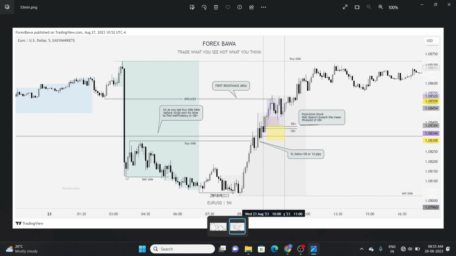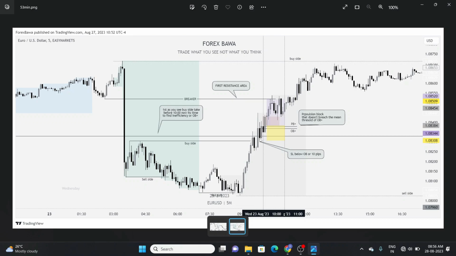Sell side taken, buy side taken. Once the buy side is taken before the silver bullet, now we can expect a pullback. First you can see buy side taken before, now it's time to find the inefficiencies or order blocks. Here there is no fair value gap, but what we can see here is an order block. This is the down close candle, but this down close candle got trapped by this bullish candle.